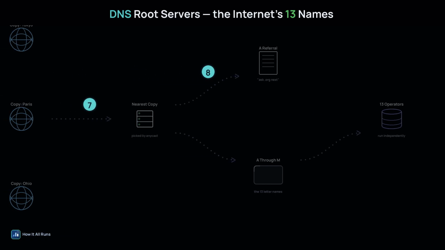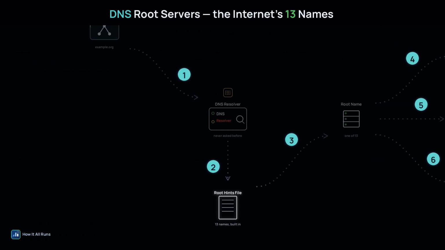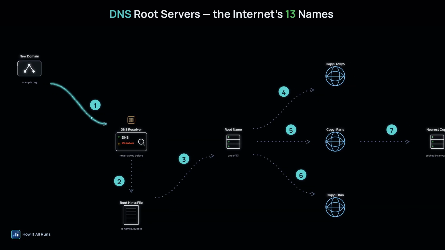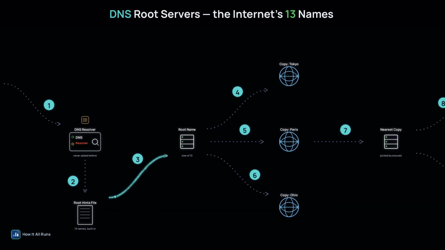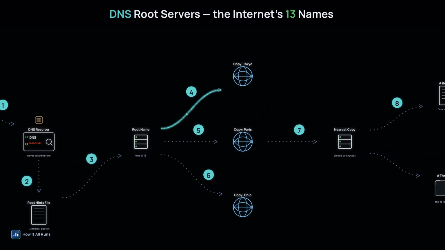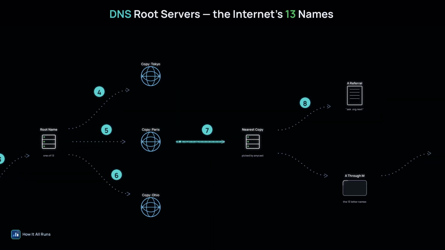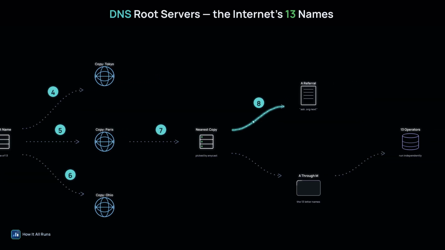The root layer changes almost never. Its list of 13 names has stayed essentially fixed for decades. Stability at the top is exactly what lets everything built on top of it keep working without surprises. 13 names, each broadcast from hundreds of copies worldwide via anycast, each one only ever pointing you one step closer to the answer. That's how 13 names run the whole internet.